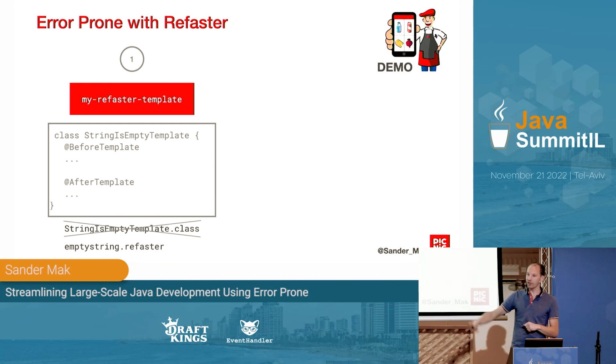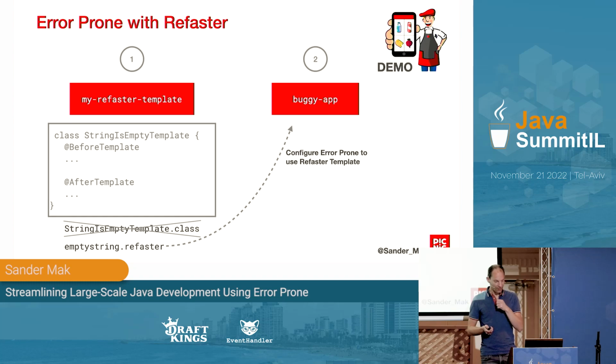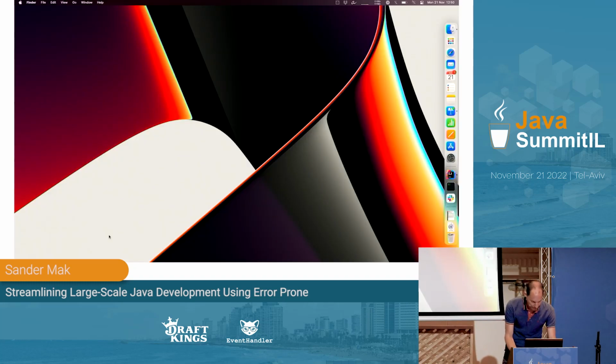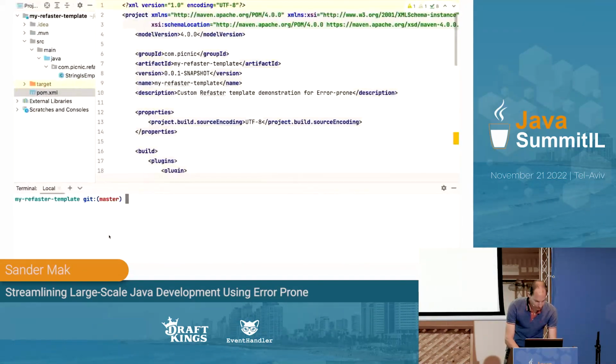Interestingly, we are not really interested in the class output of this whole process, so the class file resulting from compiling this will be ignored. We're just interested in the side effect of creating this .refaster rule, which we can then integrate back into our main application, which will take this rule and apply it on the code base that we compile there. So let's move back to the IDE again, in this case, to our third project.